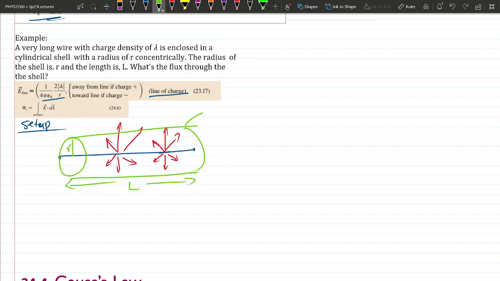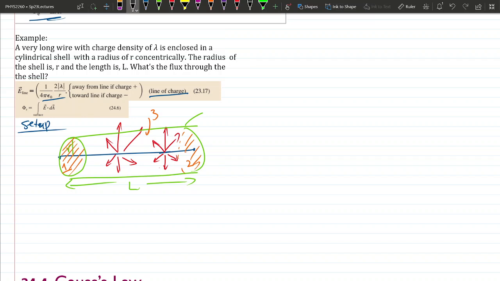There are actually 3 different surfaces that we're talking about here. Since this is a cylinder, there's the top of the cylinder, the bottom of the cylinder, and the sides of the cylinder. So I'm going to label the top of the cylinder 1, the bottom 2, and the sides 3. And we'll figure out what the electric flux looks like for all 3 of those surfaces.